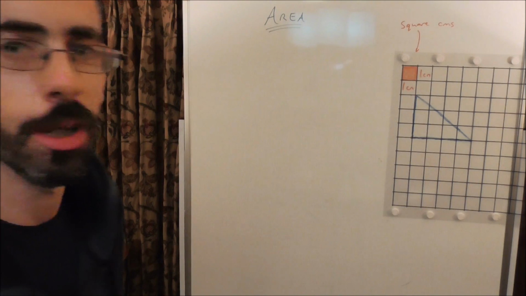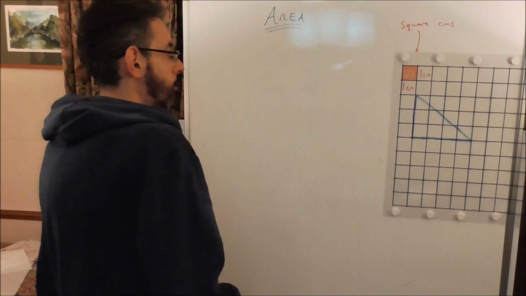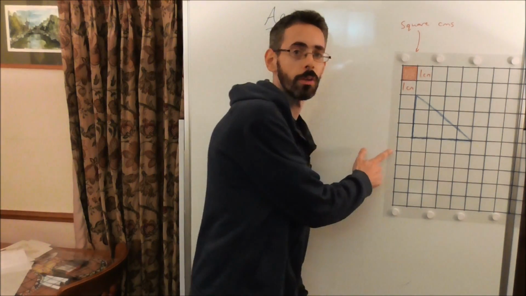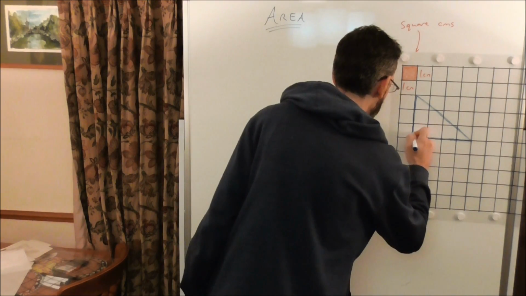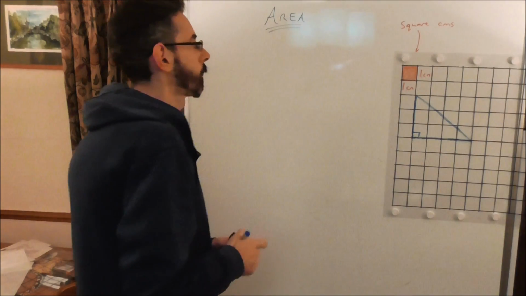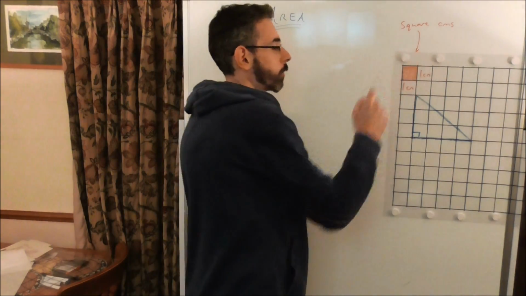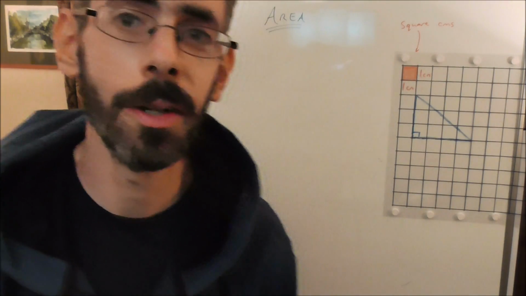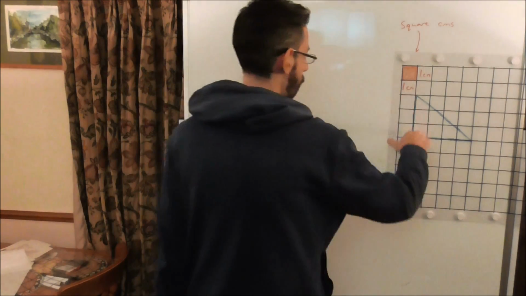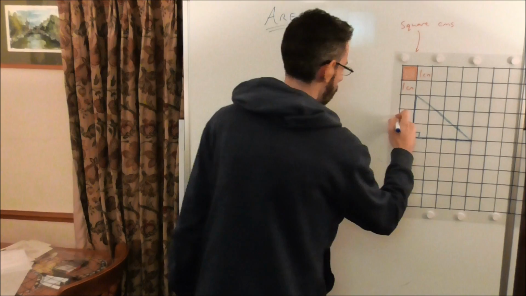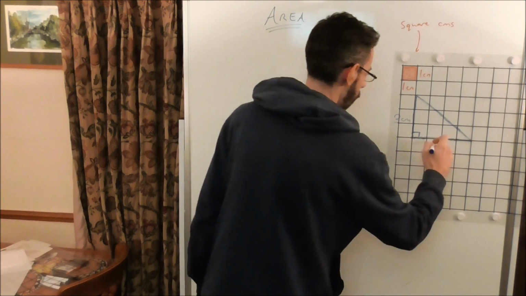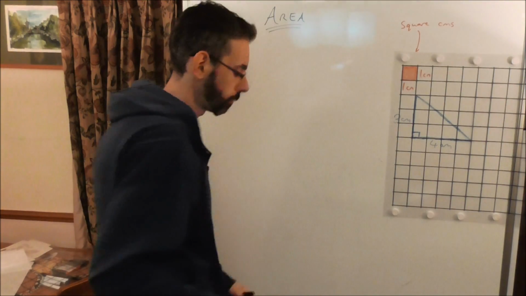I'm going to start with right-angled triangles. A right-angled triangle is just a triangle with a right angle, with a 90-degree angle. So I'm just going to mark it like this to show it's a right angle. And let's still assume that all the squares on this grid have sides 1 centimetre. Let me write down also these 2 lengths. So if you count, this length is 3 centimetres, and this length is 4 centimetres, and we're going to try and find the area of this triangle.